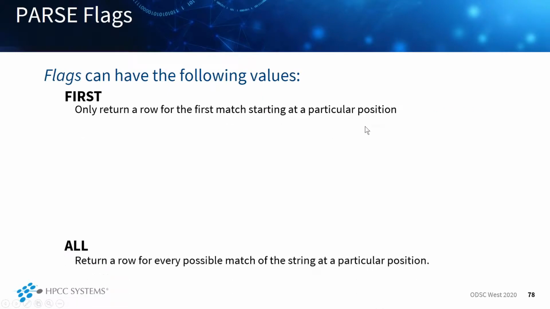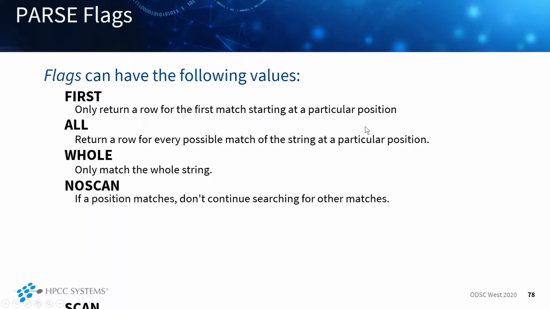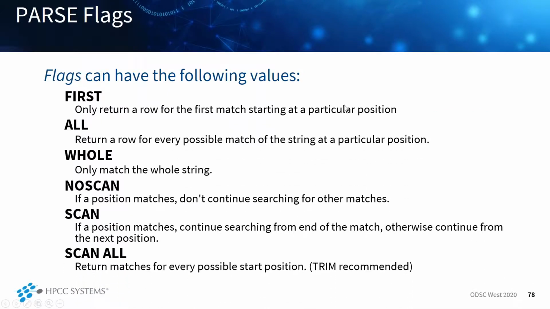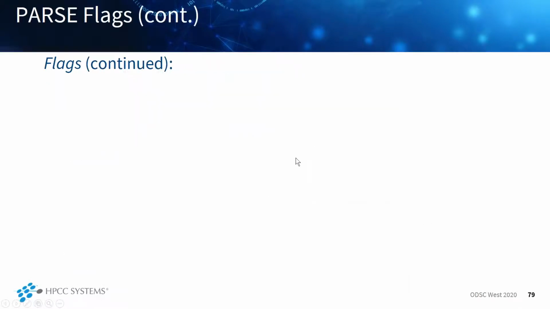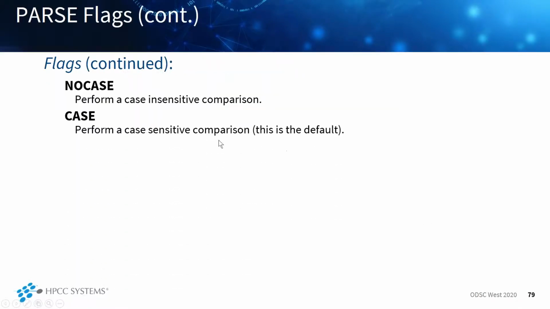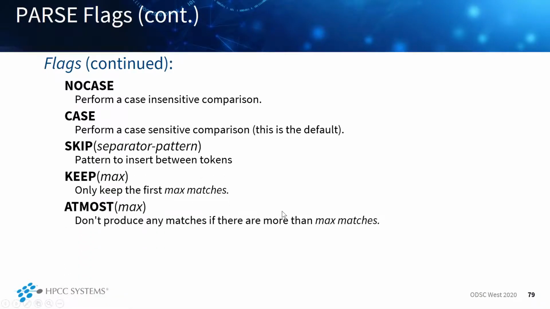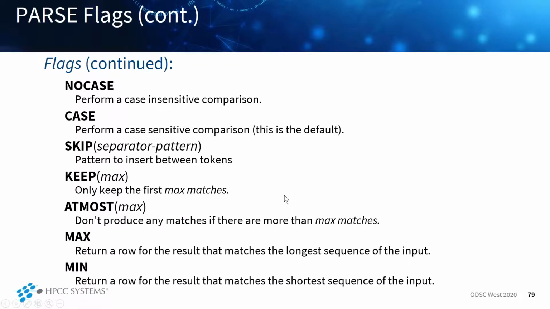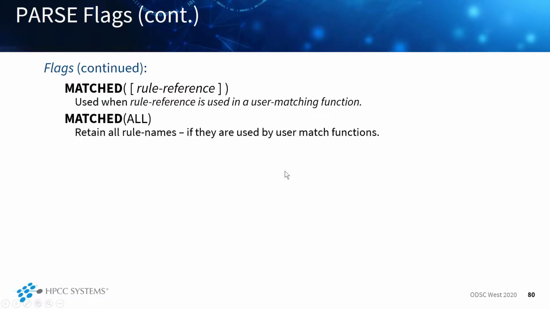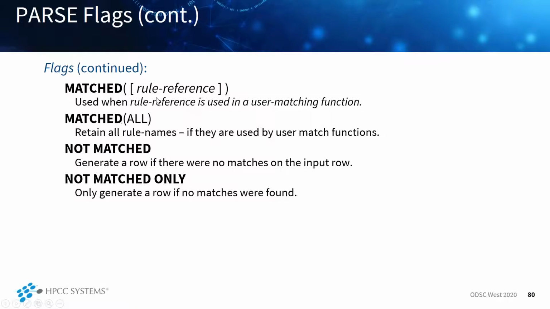And so there's all kinds of flags here. Because I'm running short on time, I really can't go into them in detail, but they actually allow you to control your parsing. Once again, case sensitive is the default. So if you want your parsing to be case insensitive, you put the NOCASE word in front of it and you're off and running. You can skip patterns, you can keep only the first X matches and so on. So these are slides that you can look at. You can have your own rules for parsing.